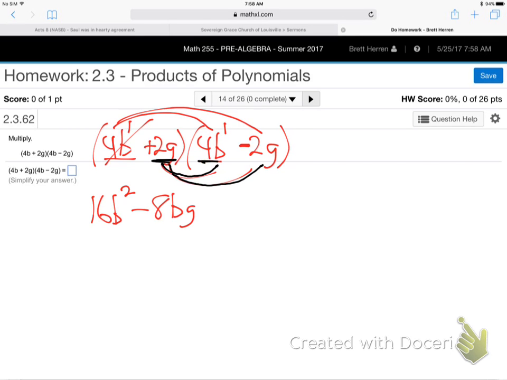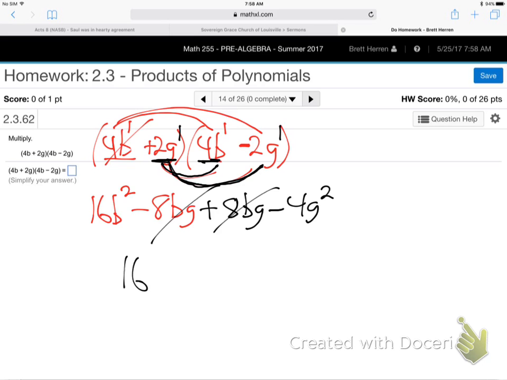So 2g times 4b is plus 8bg. And then 2g is minus, right, because it's positive times negative. Positive 2 times negative 2 is minus 4g squared, because the invisible 1 powers on the g's add. Is that good? Remember all those little rules? And then these guys cancel, don't they? They're the same exact thing, and they just drop out.